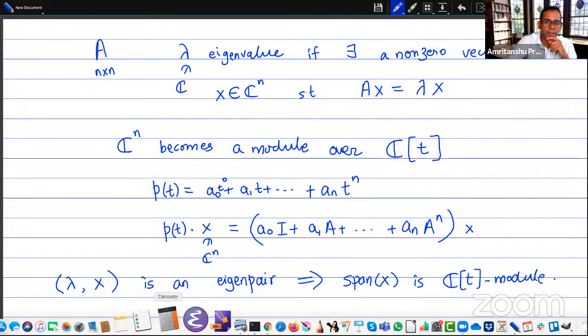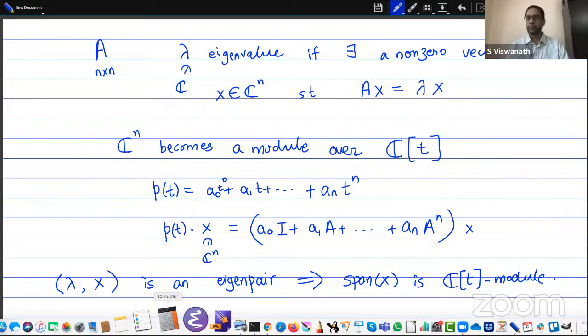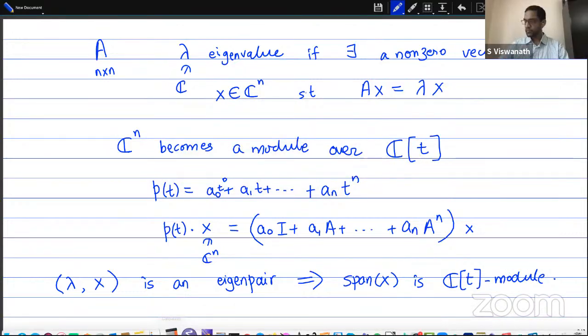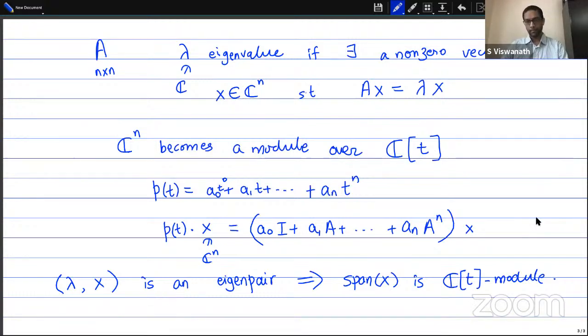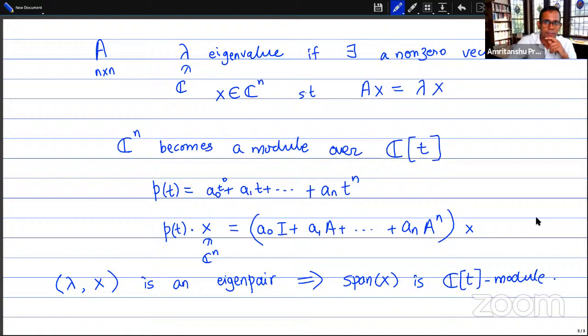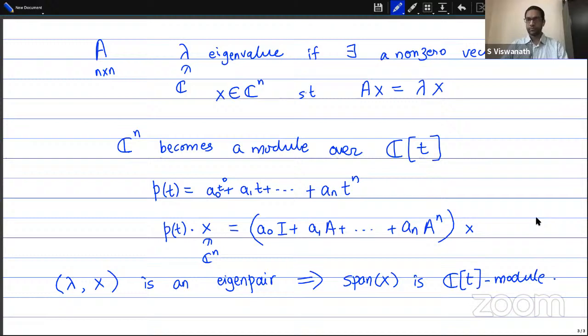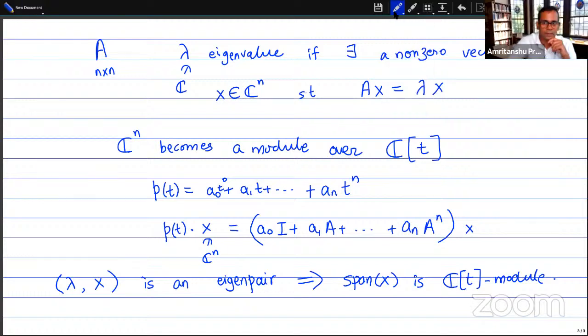So it's the other way around, right? Every one-dimensional submodule of C^n is also spanned by an eigenvector, and the eigenvalue is the constant by which t acts. Yeah, absolutely. So you can also make this into a converse statement.